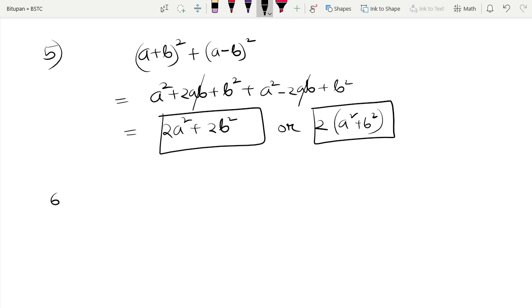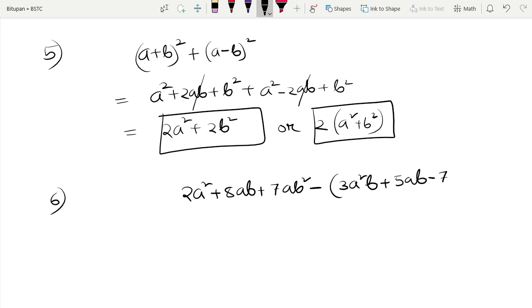Now question number 6. Subtract this from this. Okay, now subtract from के बाद जो लिखा होता है हमेशा उसको पहले लिखना होता है. तो subtract from के बाद लिखा हुआ था polynomial 2a square plus 8ab plus 7ab square minus ब्रैकेट में भी यूज करेंगे बिकॉज माइनस साइन है 3a square b plus 5ab minus 7ab square.